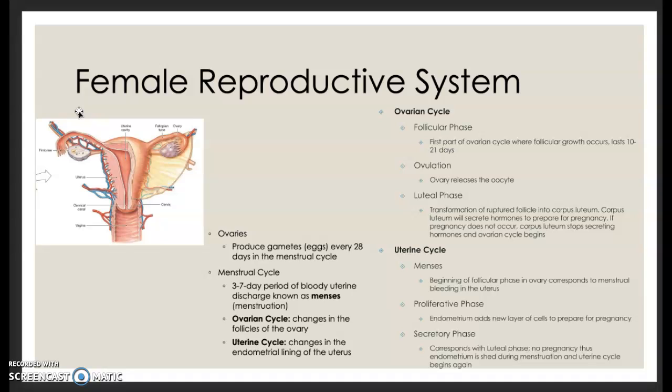And then we have the secretory phase, and the secretory phase corresponds with the luteal phase. If there's no pregnancy, the endometrium begins to shed its lining, and this is all during menstruation, and the uterine cycle begins again.